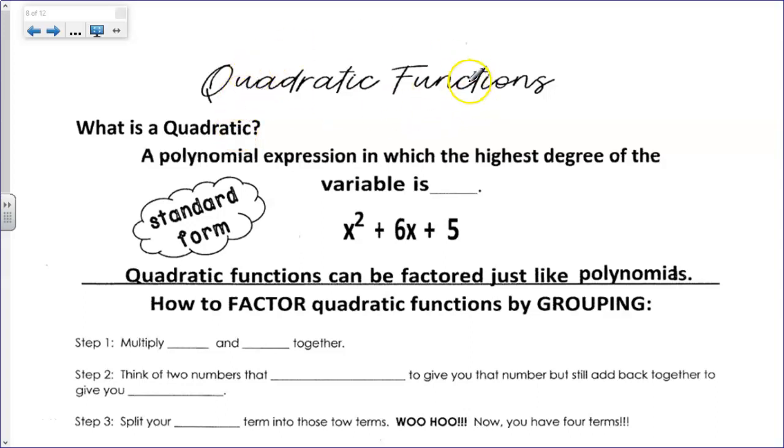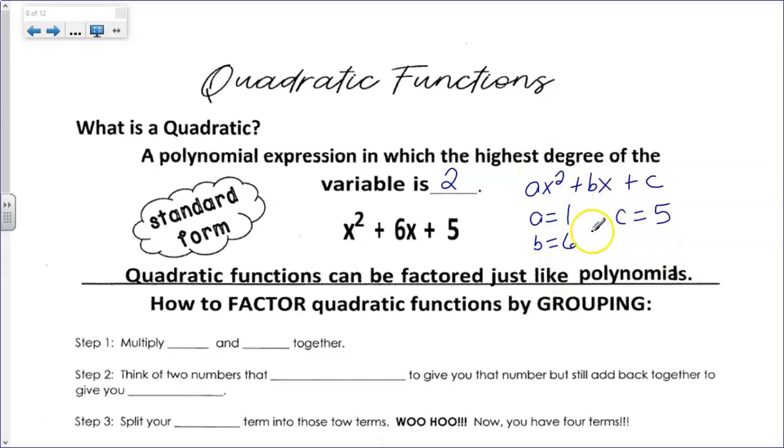Alright guys, we're going to continue with our quadratic functions unit. What is a quadratic? We know a polynomial expression in which the highest degree of the variable is 2 is a quadratic. Okay, so this is standard form, highest to lowest, and if you remember it's ax squared plus bx plus c. Here our a is 1 because the number in front of x squared is 1. Our b is 6 and our c is 5.